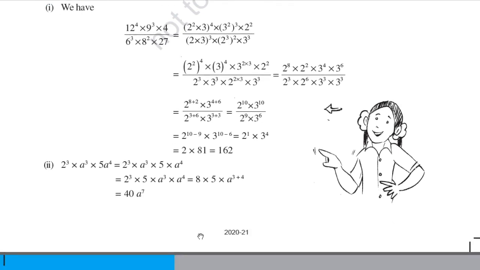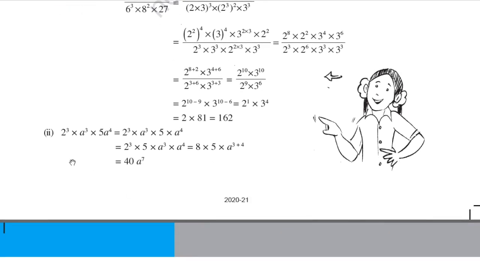Now the second one: 2 to the power 3 into a cube into 5a to the power 4. So here we can write a to the power 3 into 2 to the power 3, and 5 into a to the power 4. You can see these two have the same base, so these two will come together and the powers will get added. 3 plus 4 will become 7, so a to the power 7. For the other numbers, 5 into 8 is equal to 40. So you can see here 40 into a to the power 7.